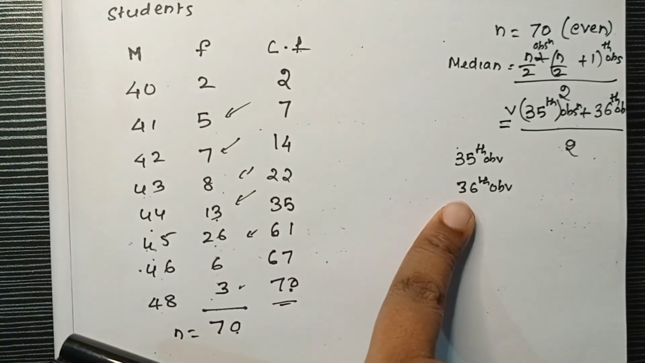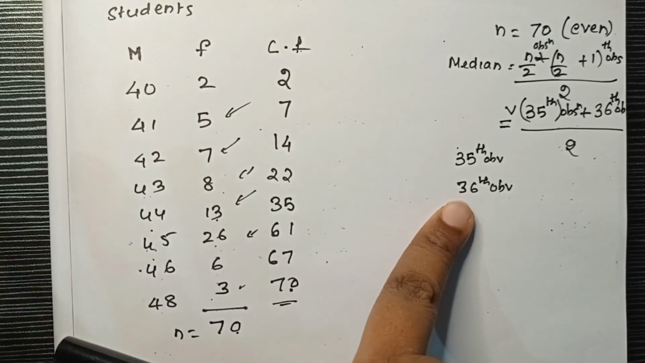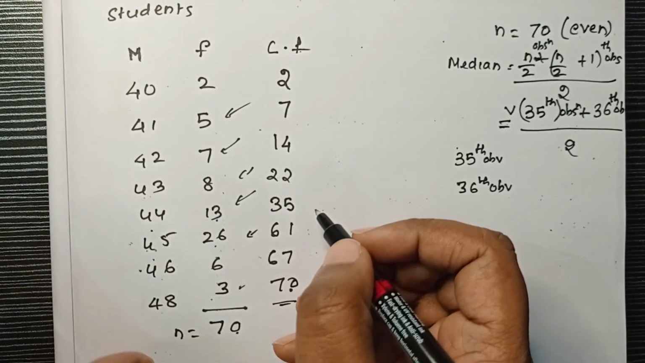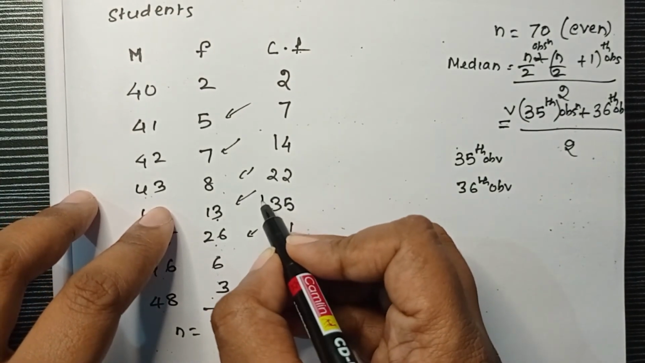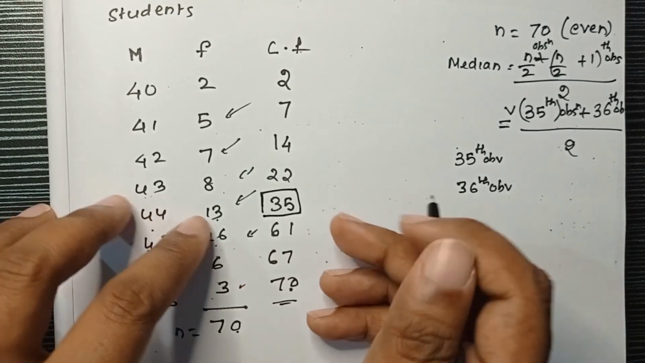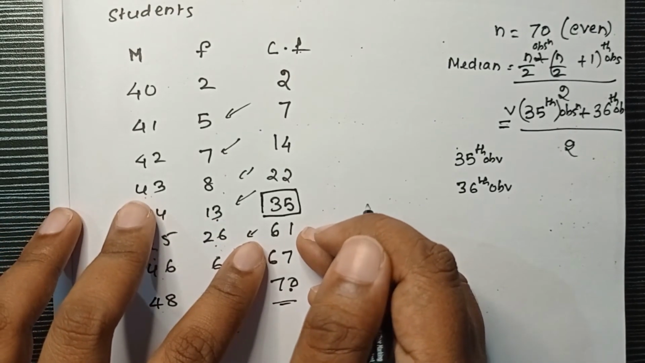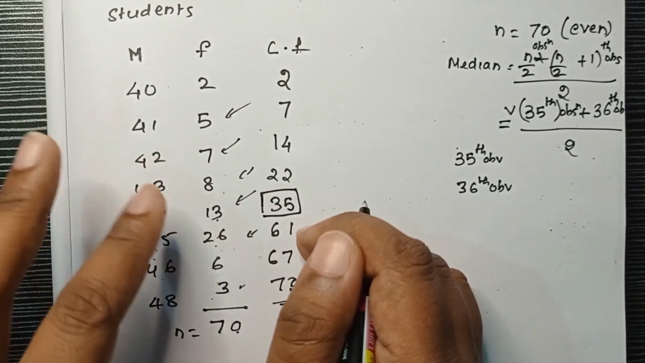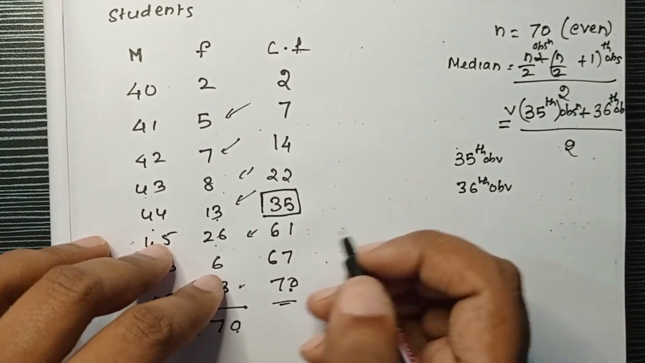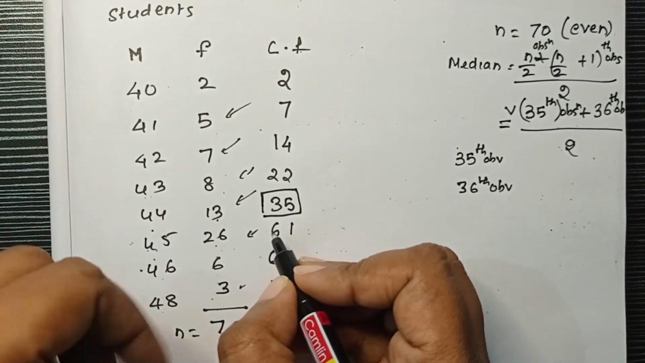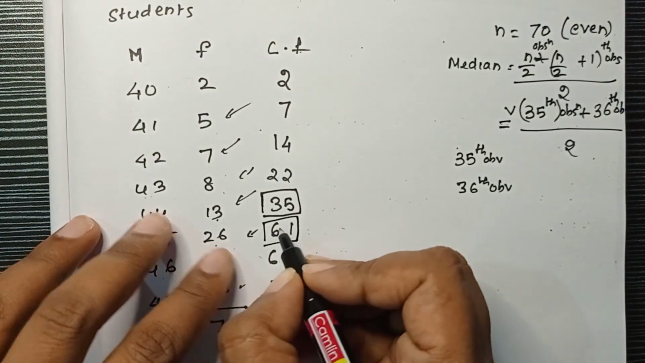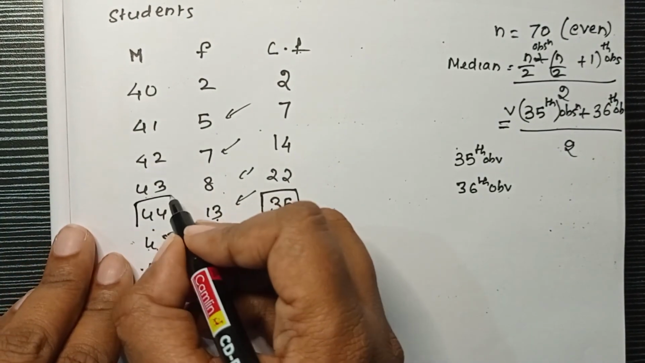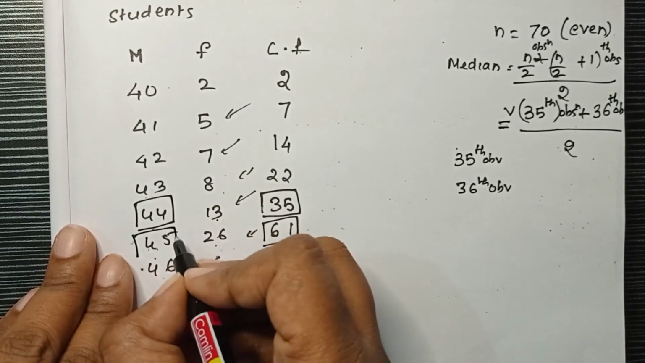So we have to find the range in which they fall. In the cumulative frequency, the 35th observation is this one, and we don't have exactly the 36th observation, but we can find the next one. It should be more than 35 and 36, so 61, we are going to take this corresponding value. So this is 44 and 45.